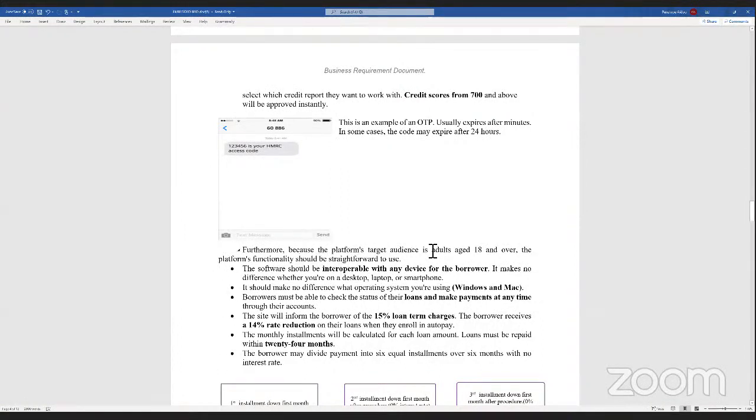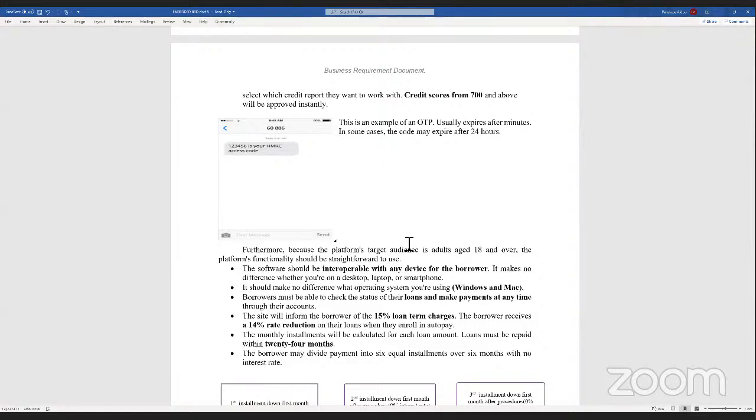So I put that the target audience is adults aged 18 and over. So I feel like the platform should be very straightforward to navigate because 18 and over could be 18 to 75 to 80. And the software or the platform should be operable on any device because a lot of our customers are aged, they're not tech savvy, like we've stated so many times. So it doesn't matter if you're using a desktop, a laptop, or a smartphone, you should be able to have access to the platform wherever you are.